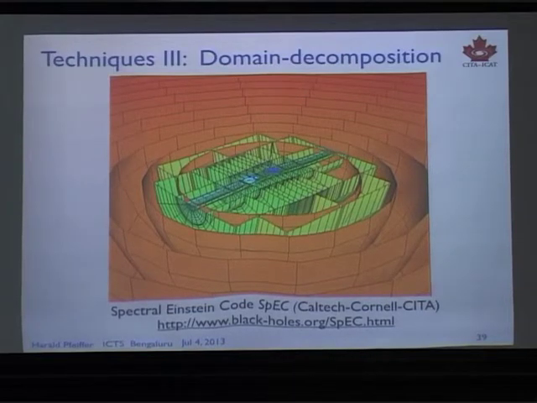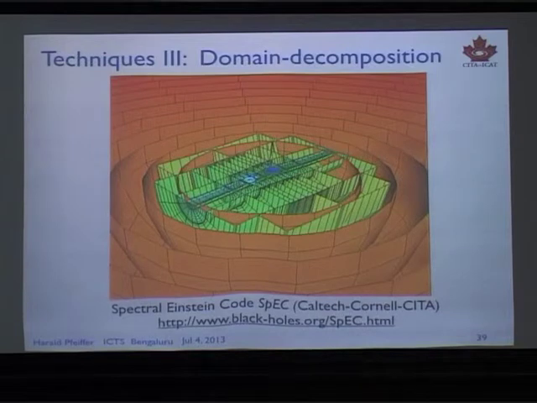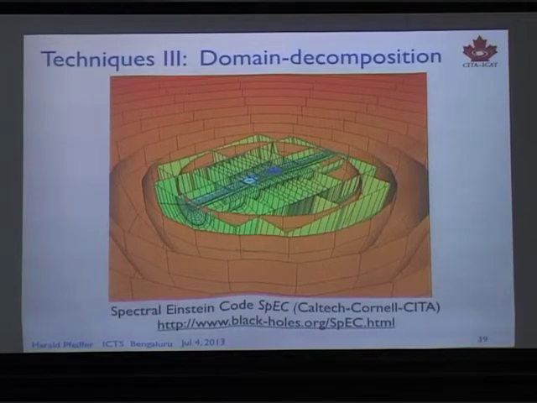It's also necessary to allow us parallelism. We parallelize by putting different subdomains on different processors. And it allows us to tune resolution where we need it, putting high resolution close to the black holes and only fairly low resolution far away.